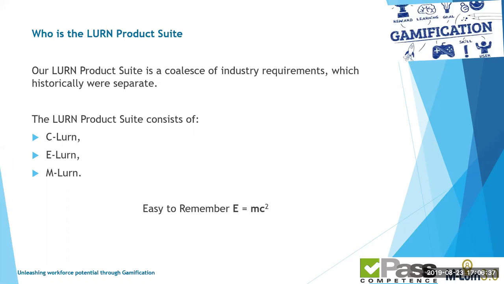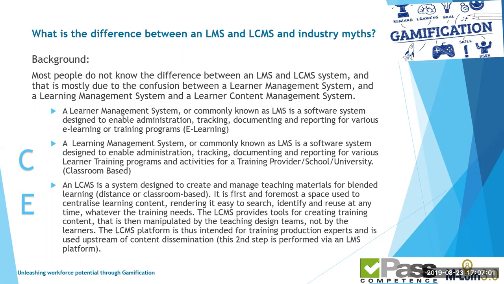So, what is the Learn Product Suite? Our Learn Product Suite is a coalescence of industry requirements which historically were separate. The Learn Product Suite consists of C-Learn, E-Learn, and M-Learn. It's very easy to remember: E equals MC squared. So the biggest confusion out in the market is actually to know what the difference is between LMSs and LCMSs.